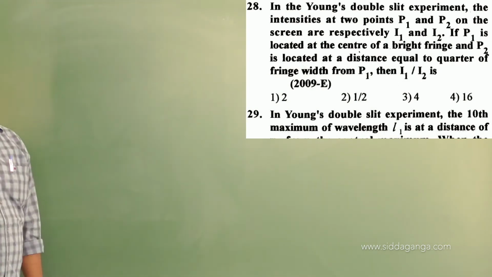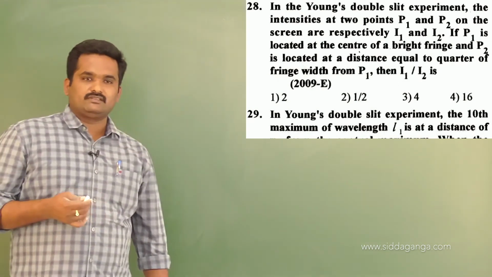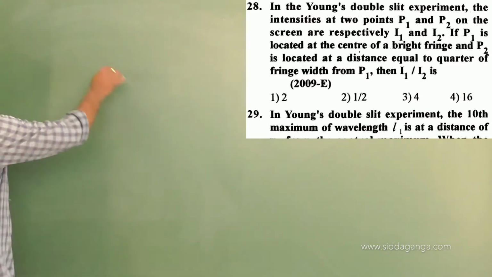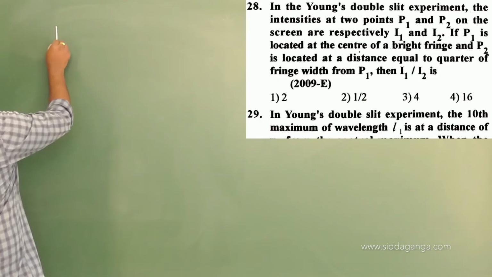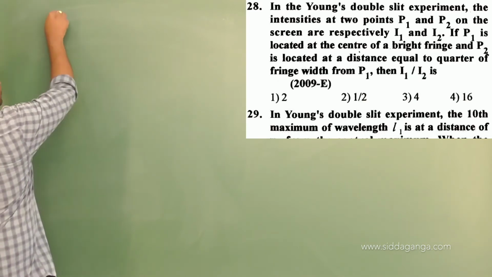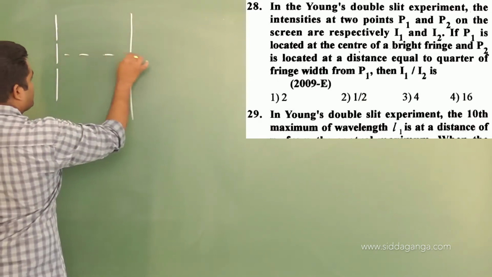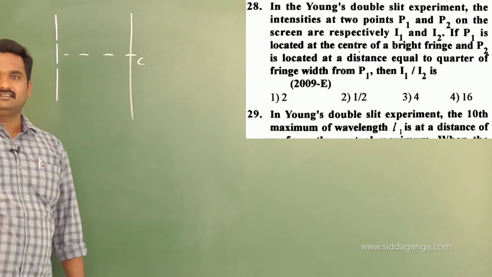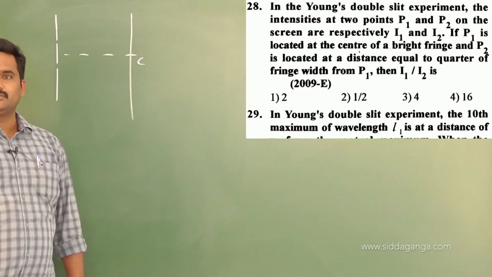You can't get it by putting in one small formula. Some conceptual questions where some numerical has to be solved for it, right? This kind of problem we'll see now. What they are saying: these are the slits, this is the screen for example, and this is the center of the screen. So where P1 is located, they are saying intensities at two points P1 and P2.